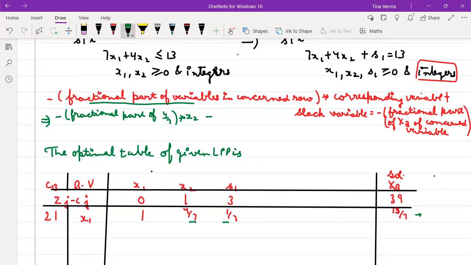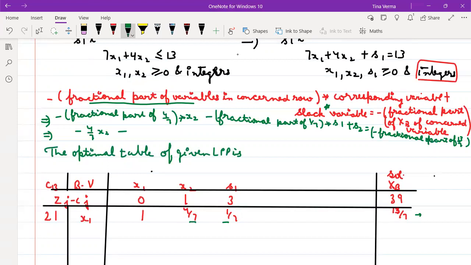Plus, sorry, minus fractional part of 1/7. Whatever fractions you have, take their fractional parts. Which variable does this correspond to? s1. Plus you will add one new slack variable. You have already introduced s1, so I can introduce one new variable s2, and that will be equal to minus fractional part of the solution, fractional part of 13/7. So what constraint gets added? The fractional part of 4/7 will be 4/7 itself, so it will be -4/7 x2, minus the fractional part of 1/7, which is 1/7 itself, s1, plus s2 is equal to minus the fractional part of your 13/7. Tell me the fractional part of 13/7, it will be 6/7. So this is the constraint you will add.